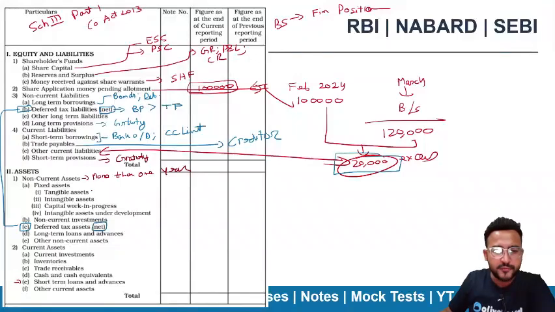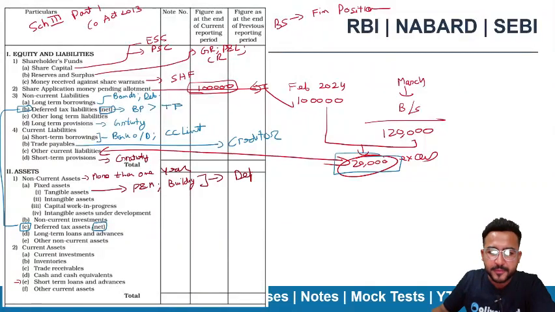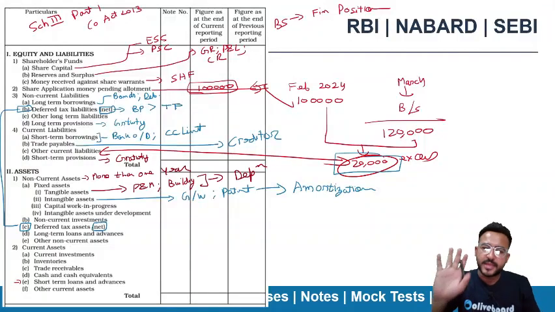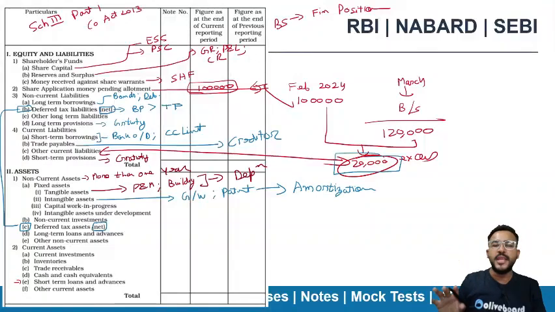In fixed assets, we have tangible assets like plant and machinery, building, right? On these assets, depreciation will apply. Sir, what about intangible assets? So goodwill, patent. On these assets, amortization will apply. Sir, what is amortization? Amortization is nothing but depreciation only, but the name changes to amortization because they are intangible assets. So I always use the word amortization.